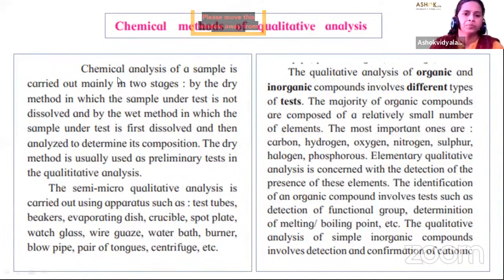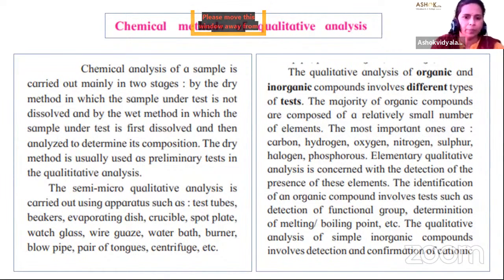Okay. Chemical analysis, when you do it in the qualitative, we will do it through two stages: the dry method and the wet method. Now what is this dry method and wet method? In the dry method, whatever sample is given, in the dry stage we will do its testing. We will analyze its composition. We will do certain chemical tests for the dry test, by using the dry sample.